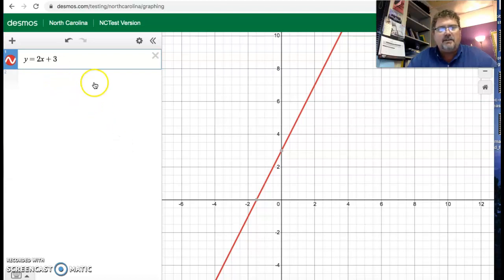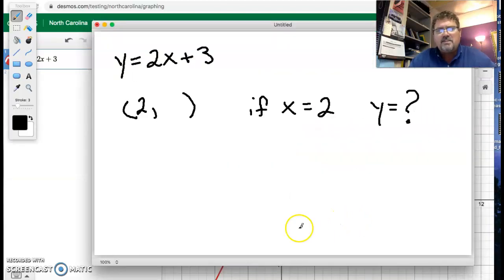If someone said, if x is 2, what is the value of y? Well, it's right here. If x is 2, if I can get it directly on the line, y is 7. That's absolutely true. If x is 2, y is 7. All right, now if you had to do it by hand, let's say like this: y equals 2x plus 3.